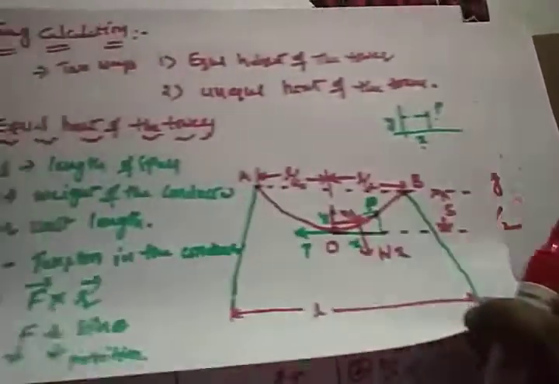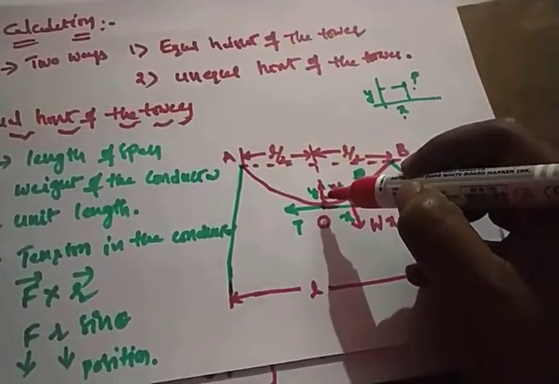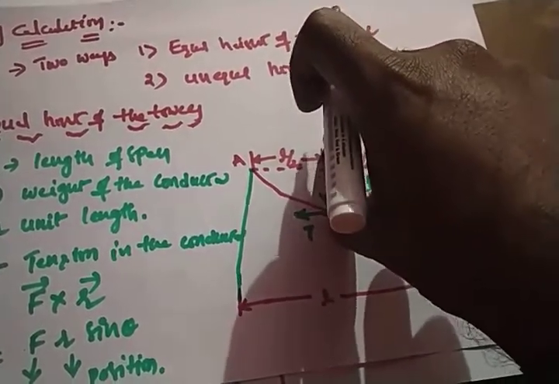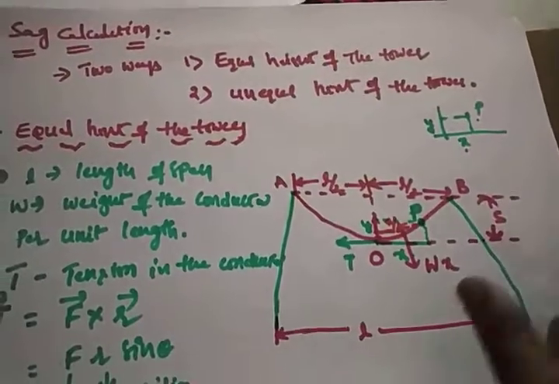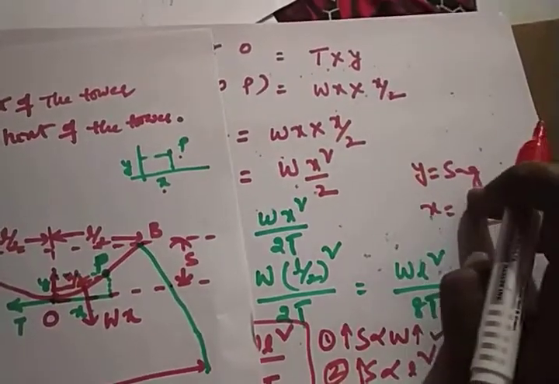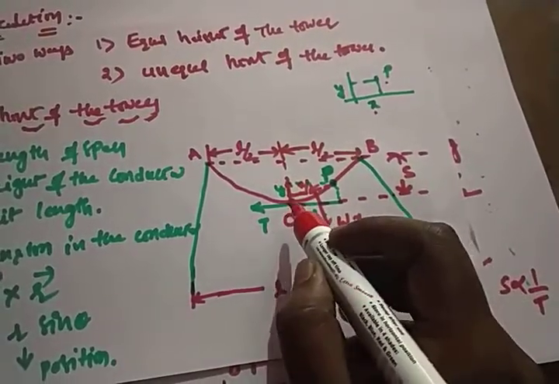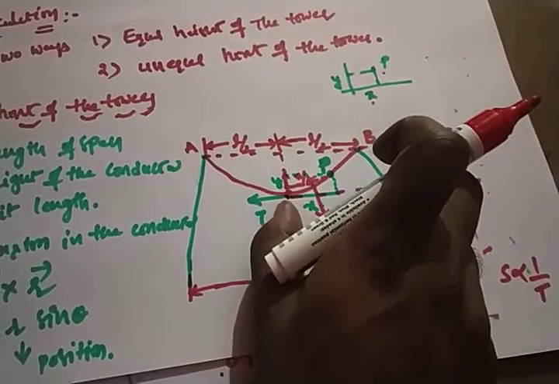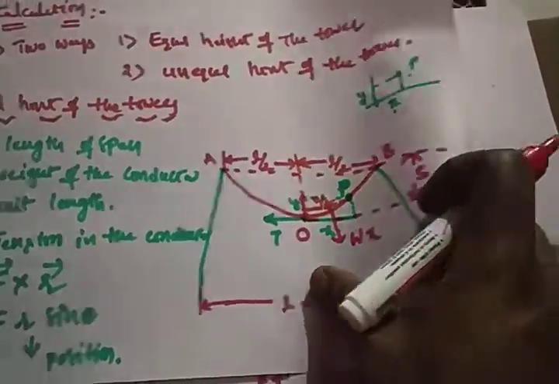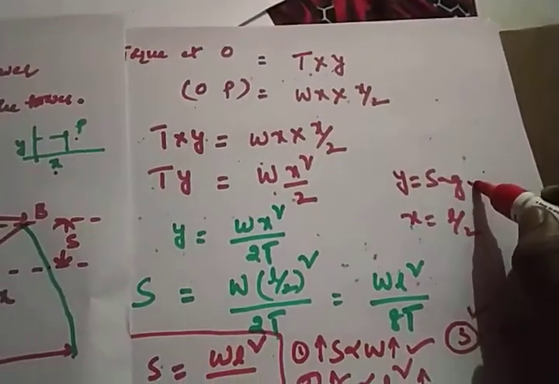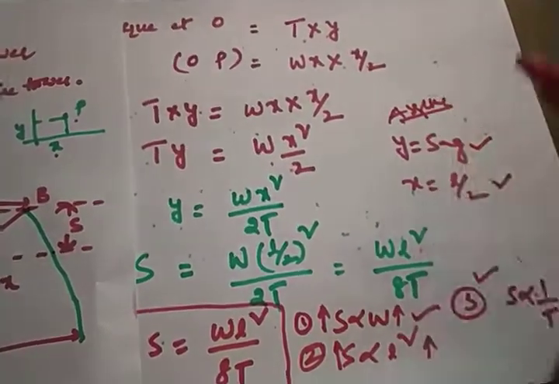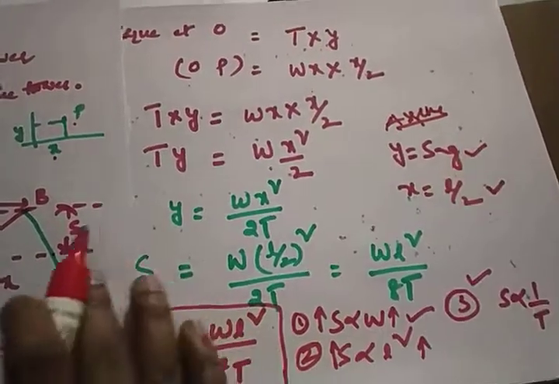Now I am assuming that this y is horizontal, and that this y increases somewhat, so then it will be equal to the sag. So I am assuming that y is equal to sag. What about the x value? Similarly, I extend this x, and it is going to be L by 2. So these are two assumptions: y is equal to sag, and x is equal to L by 2.